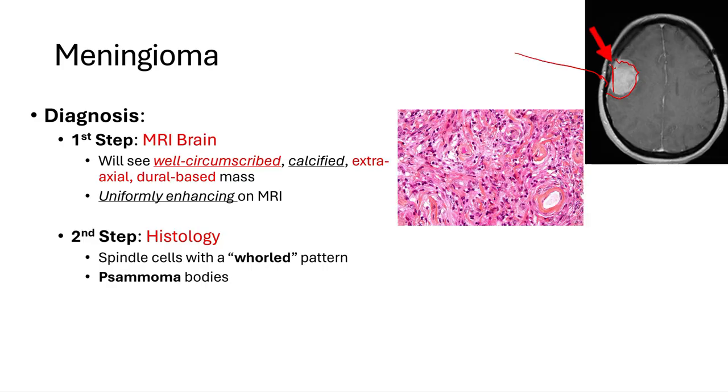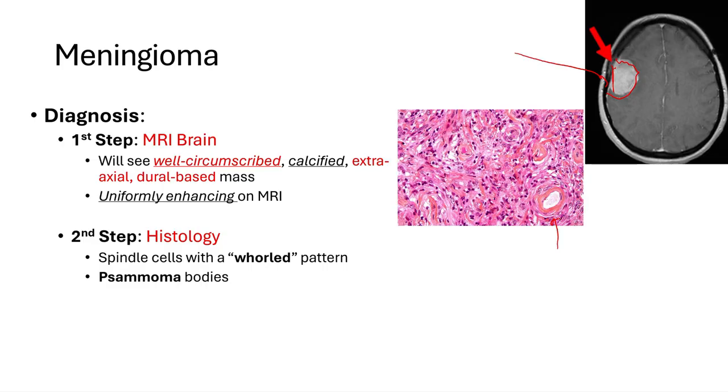Tumor cells are arranged in circular spiral-like clusters, kind of like a cinnamon roll or an onion ring. And that is describing a whorled pattern. As we can see here, I think that this is a very good image. It almost looks like an onion ring. This is a classic histologic feature of meningioma, and this shows the tumor's organized growth pattern.